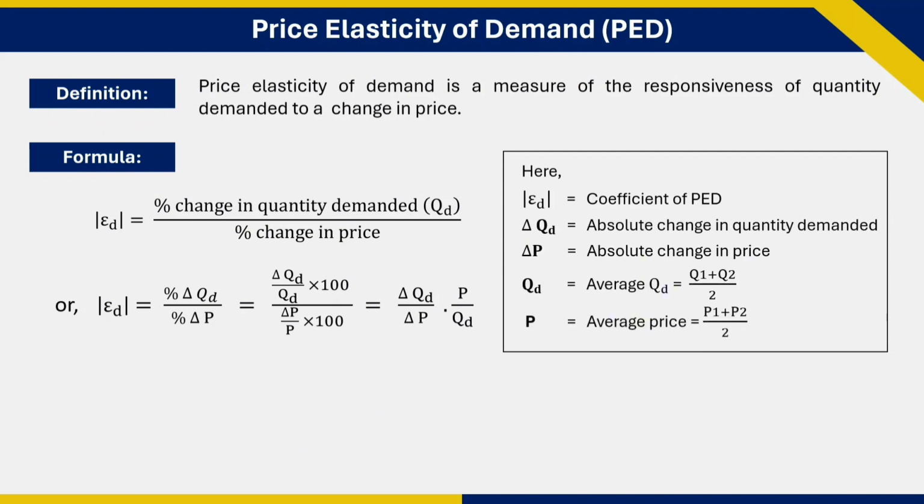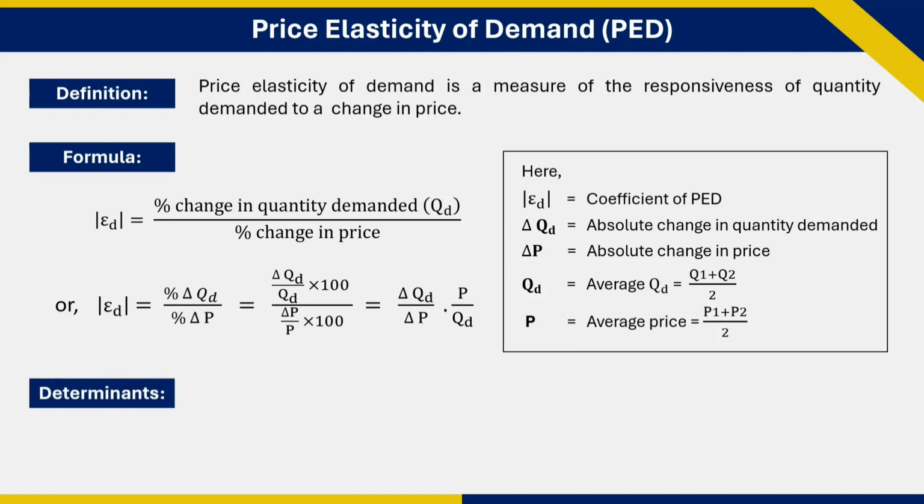Here are the indicators of this formula. Epsilon D is the coefficient of price elasticity of demand. Delta QD refers to absolute change in quantity demanded. Delta P refers to absolute change in price. QD is the average quantity demanded that equals (Q1 plus Q2) divided by 2. And P is the average price that equals (P1 plus P2) divided by 2.